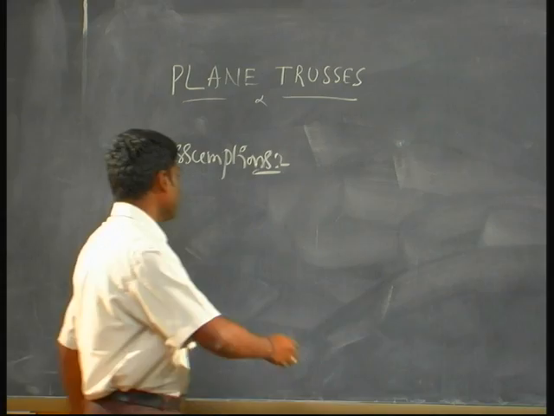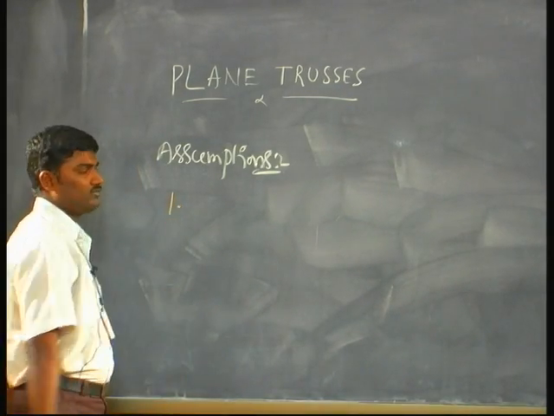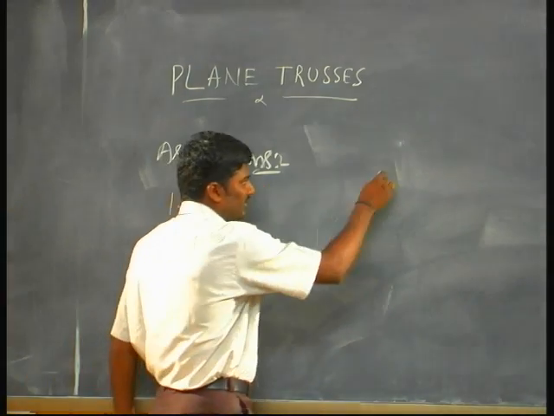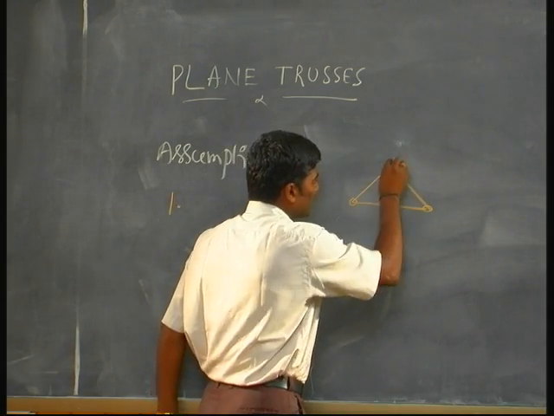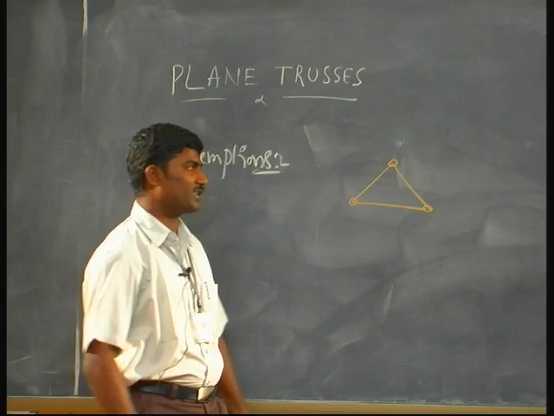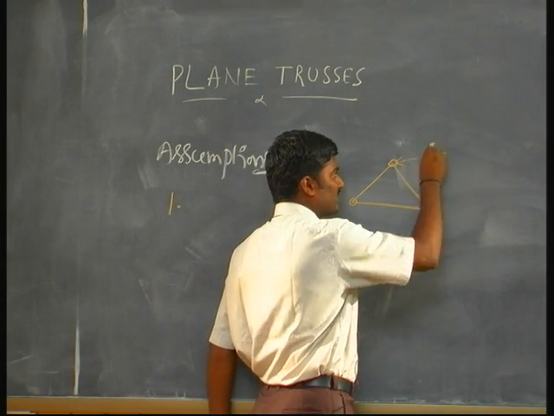So the first assumption, as I already told you with the definition itself, is that the members of the truss must be connected by frictionless hinges only.